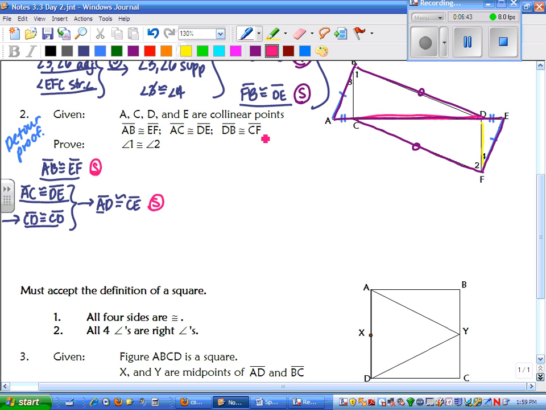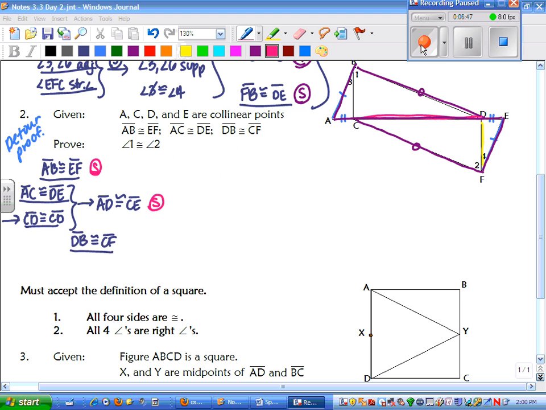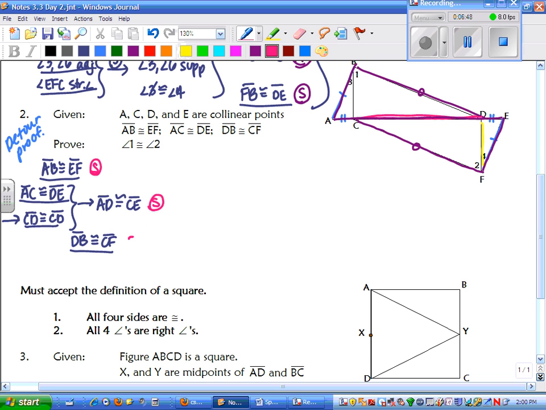Okay, and that's my second side. Third side, I think they give me DB and CF. Go ahead and write those down. So this is my third side. Now I can go ahead and prove that the two triangles are congruent to each other. Triangle ABD is congruent to triangle. So if I'm going ABD, I have to start with EFC.